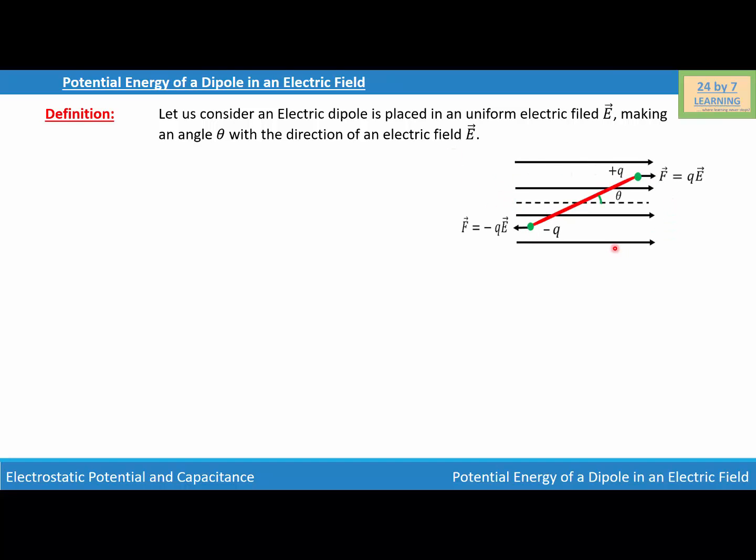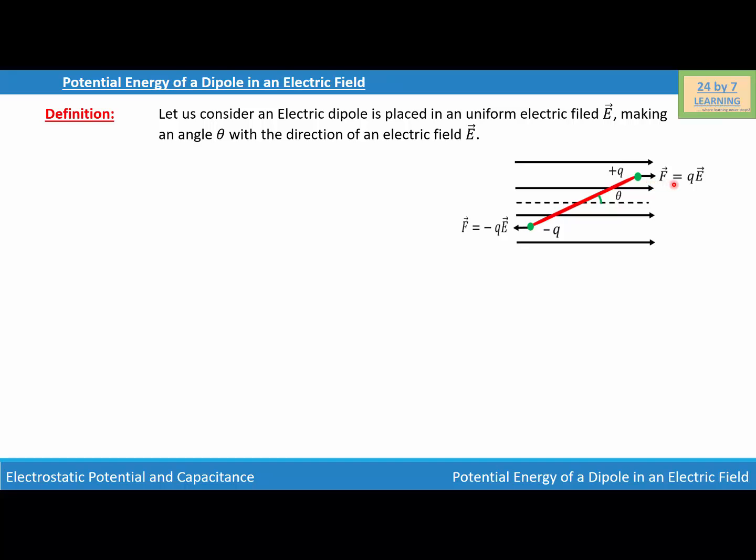So here is my figure, where you can see these lines are the direction of the electric field, and since this is a uniform electric field, the lines are parallel to each other. Now we have an electric dipole where this is the negative charge Q and this is the positive charge Q, and they are separated by 2l distance apart. The electric dipole is making an angle of theta with the electric field.